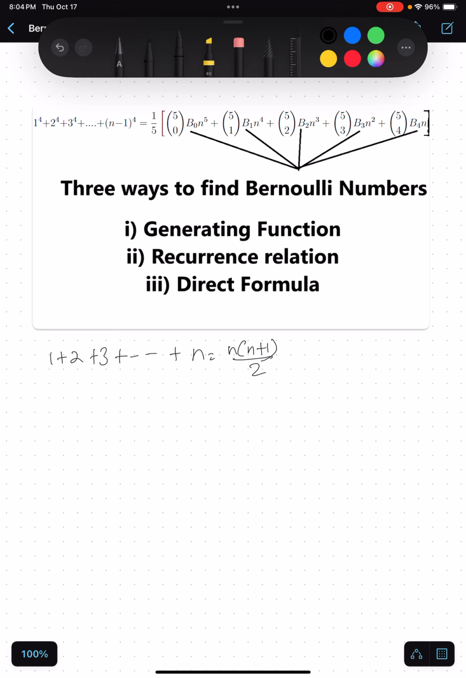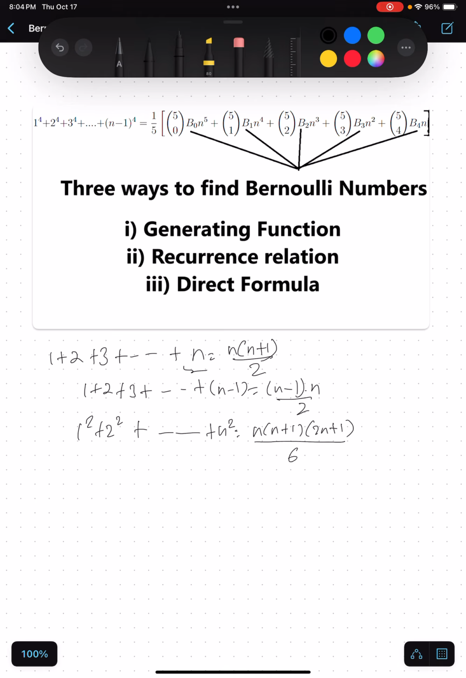If you change this to n minus one, there will be a slight change: you have to replace n by n minus 1, which is (n minus 1) times n by 2, right? And we have also known the formula for the squares, which is n (n plus 1)(2n plus 1) by 6. We also know the formula for the cubes, right? Which is n squared (n plus 1) whole squared over 4.